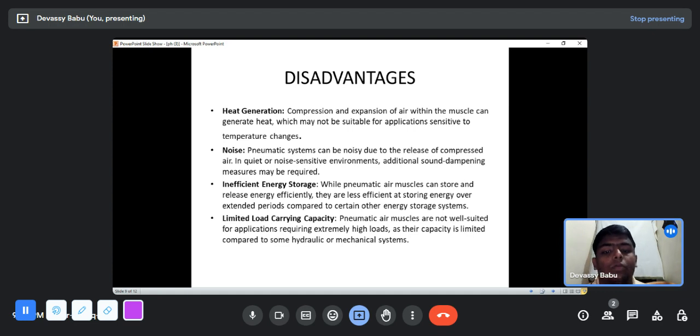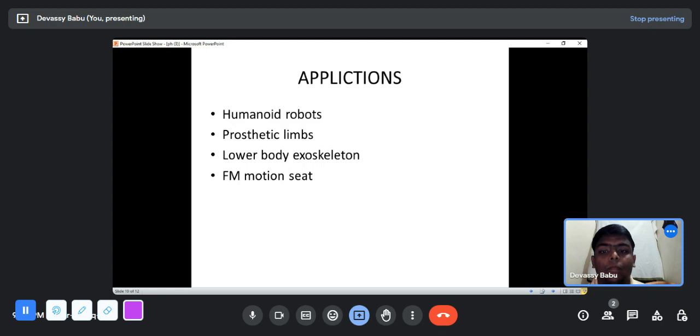Inefficient energy storage: while the pneumatic air muscles can store and release energy efficiently, they are less efficient at storing energy over extended periods compared to other energy storage systems. Limited load-carrying capacity: the pneumatic air muscles are not well suited for applications requiring extremely high loads, as their capacity is limited compared to some hydraulic or mechanical systems.